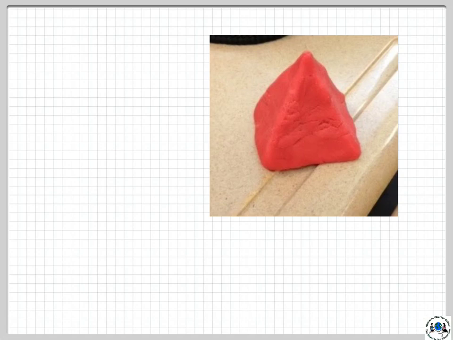Something I would highly recommend you do in order to make this make a little bit more sense for you is to find some Play-Doh or some clay in the house, or make some Play-Doh, and make yourself a little right rectangular pyramid, like this one right here, as you can see.